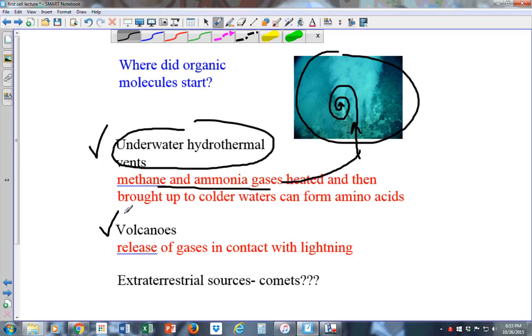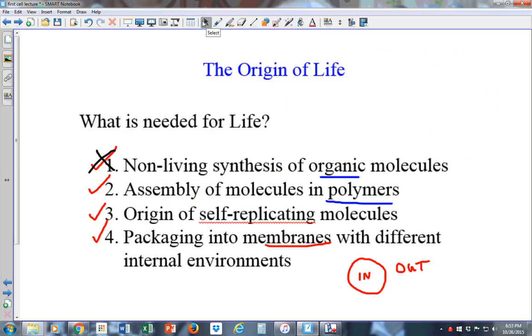Another place it could happen is volcanoes. Once again, in volcanoes, you have gases coming up, and they get in contact with lightning that could then create polymers. And there's been some people who have also said that it may have come from outer space. This is what they call the panspermia theory, that comets and so forth may have brought in polymers, large organic molecules. Okay, so now we've provided two pieces of information for two of these, right? So assembly of molecules could have happened in hydrothermal vents, for example. Now let's look at the third one.